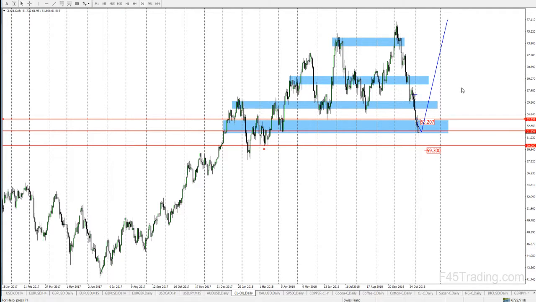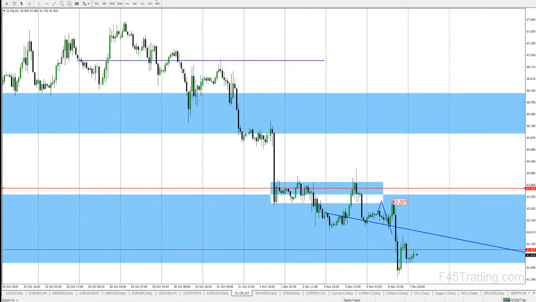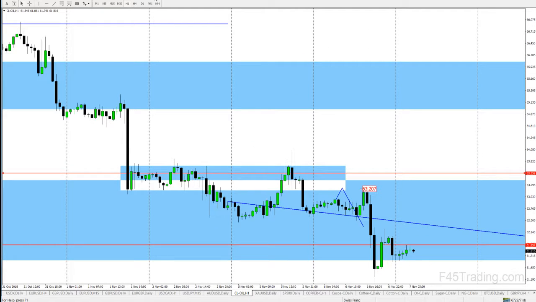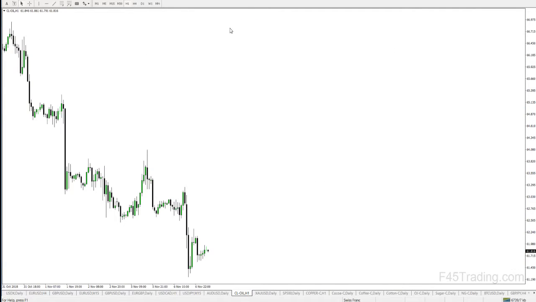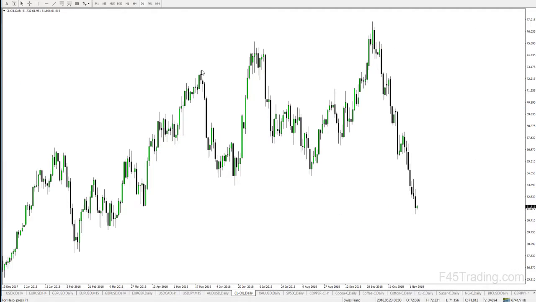Anyways, that's all I got to say about crude oil. That is one and done. Don't know what's going to happen. Let me clean this chart up for you here. Going forward, I should have done that actually.